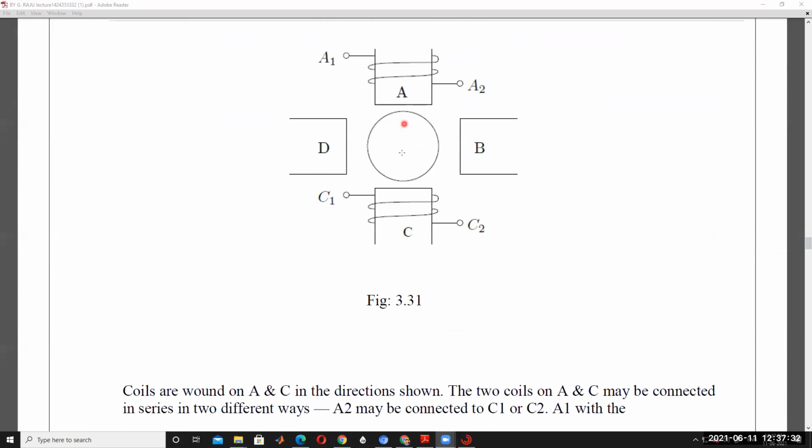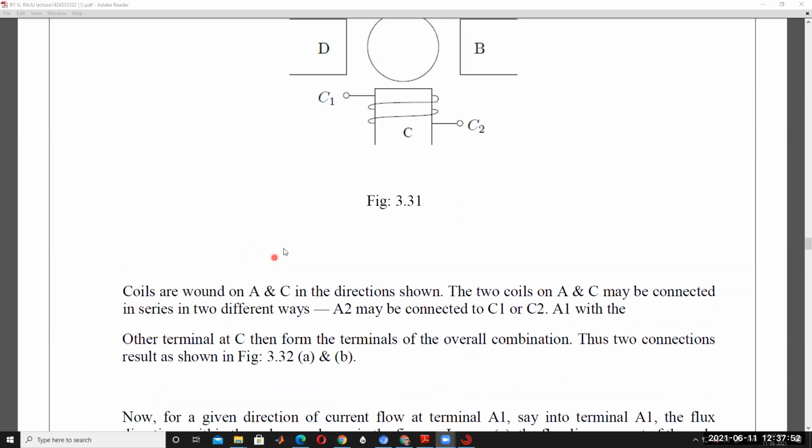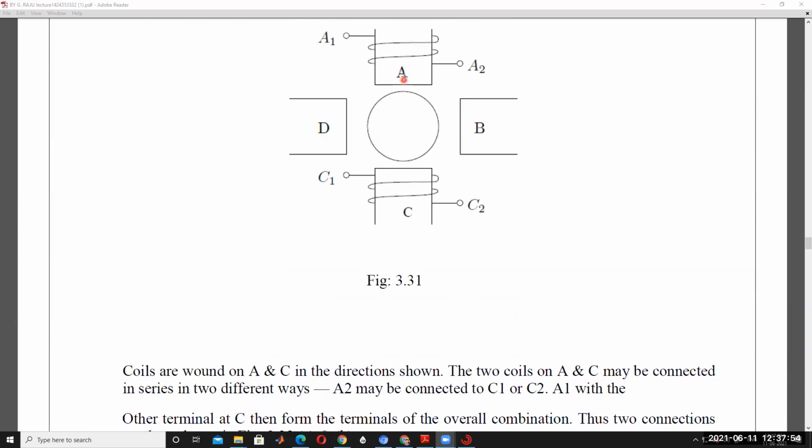Based on connections, this is called the stator winding, and this is called the rotor. By changing the stator winding connections, these poles are changing. That is called 2 pole to 4 pole or 4 pole to 2 pole. So try to consider here: coils are wound on pole phases A and C, in the direction shown like this.